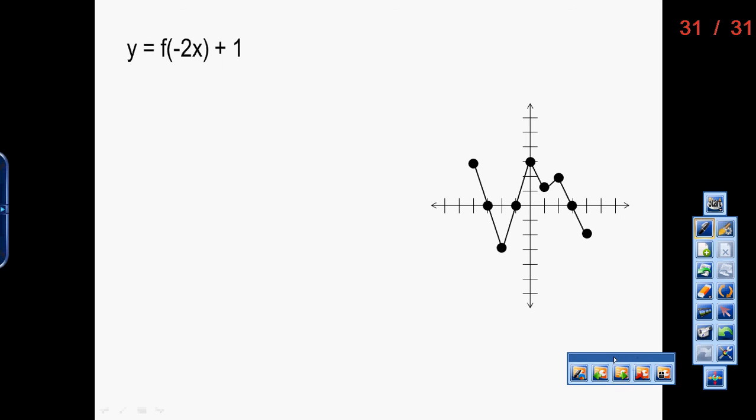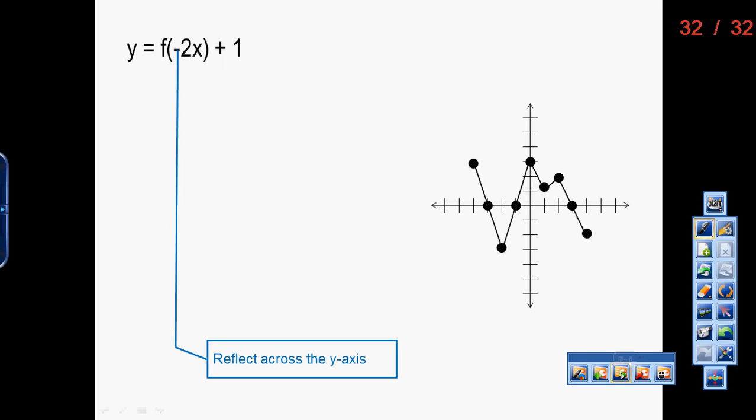So now I'm doing two things. So hopefully by now you remember enough to know that this is on the outside, so that's going to have a vertical transformation. So it's going to go up 1. This is on the inside, so it is going to have a dilation by a factor of, wait, it's on the inside, it's opposite of what I think, so it's going to be half. But it's also negative, so it's going to reflect across one of the axes.